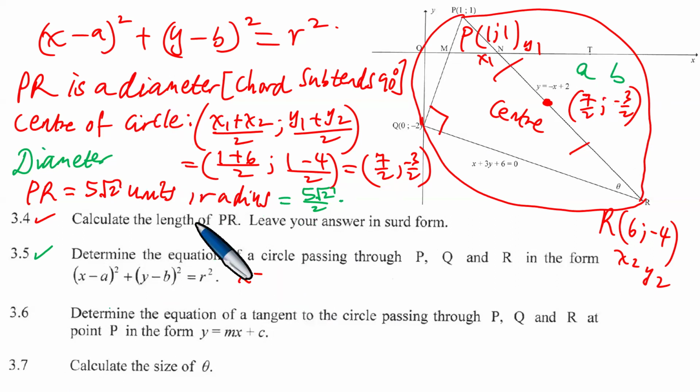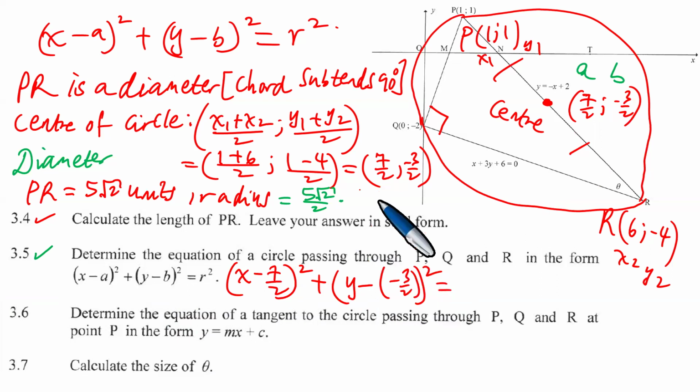The formula is x minus a squared plus, open bracket, y minus b squared. So what is our a? A is 7 over 2 there. So it's x minus 7 over 2, you square this, plus y minus, and this is exactly minus 3 over 2, you square this, and it equals r squared, the square of the radius. The radius is 5 square root of 2 over 2, so we write that down. You square everything.